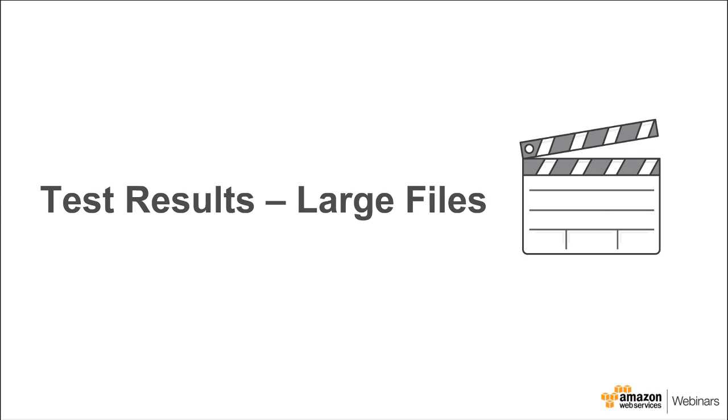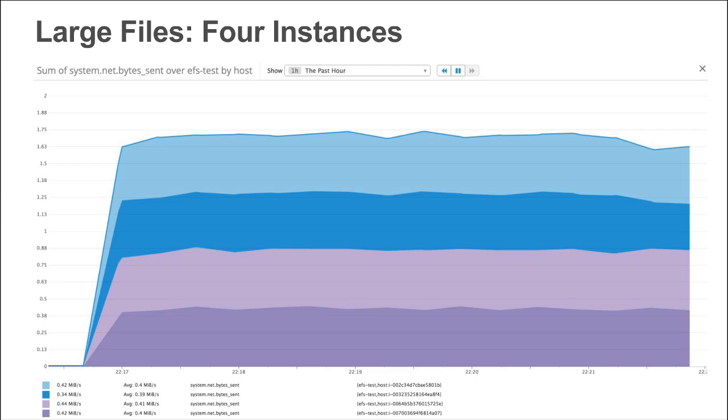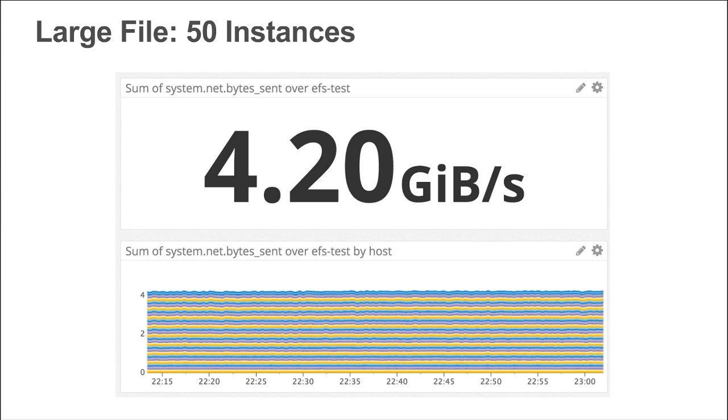And here are the results I saw with large files. I ran an initial test with 4 instances, and I saw about 451 megabytes per second access. And in the graph, we see that each instance had the same performance. So it wasn't like one was going faster than another. It was pretty well distributed. So now that we know that, let's add some more instances and see what it looks like. So I added 50 instances, all transferring multi-100 gigabyte files, and I was able to achieve 4.2 gigabytes per second on the file system on my test case here. And this is ideal for processing large media workloads.